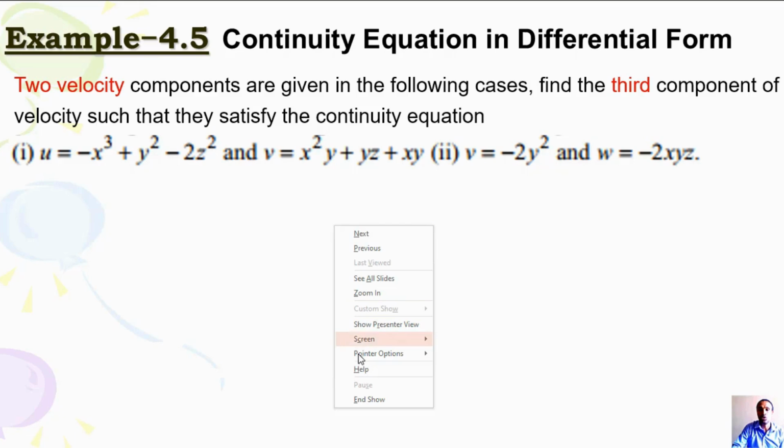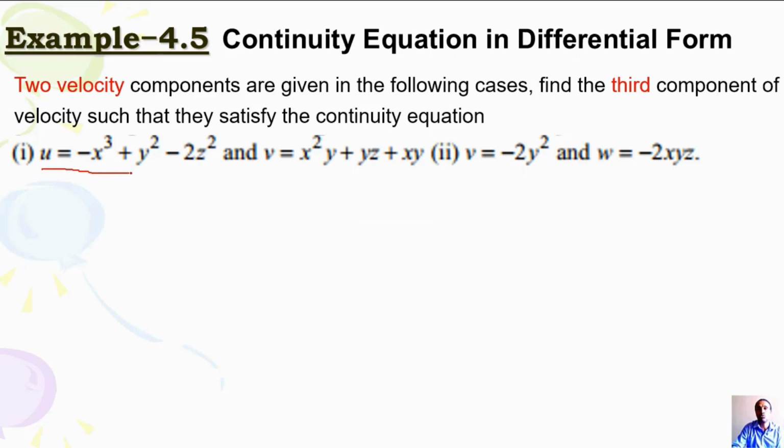To satisfy the continuity equation, there are some criteria to fulfill. If you have a u component, v component, and w component, we have the general continuity equation, so that the partial derivative of each component with respect to each axis, the summation will be 0. So let us see now. You have two velocity components. For this case, let us see now.